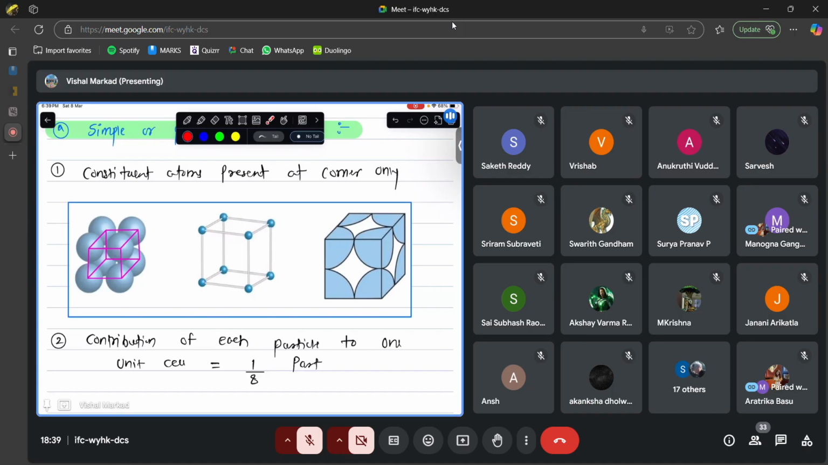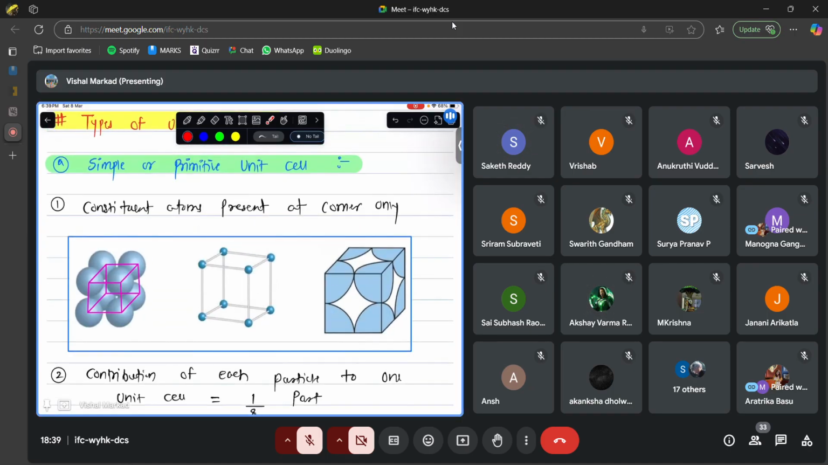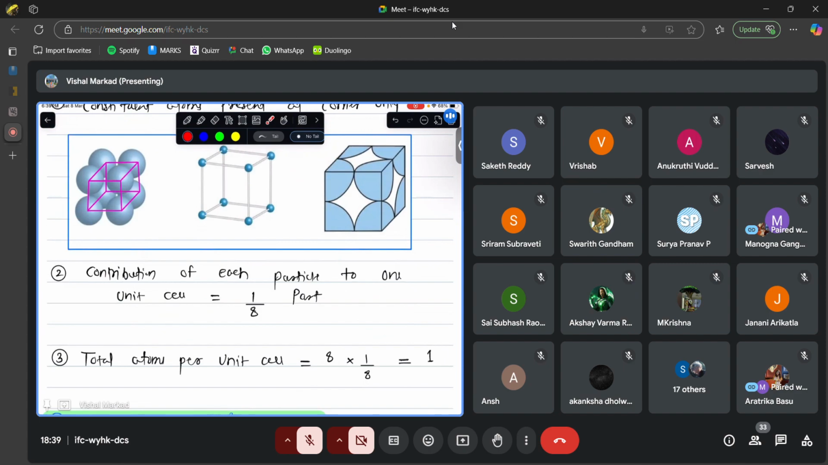Are you understanding this? Yes. Okay. So how many total corners will be there? 8. And what will be the contribution of atoms from a single corner? 1 by 8. Okay. So look at here: the contribution of each particle to one unit cell is 1/8 part, because they are present at the corner.